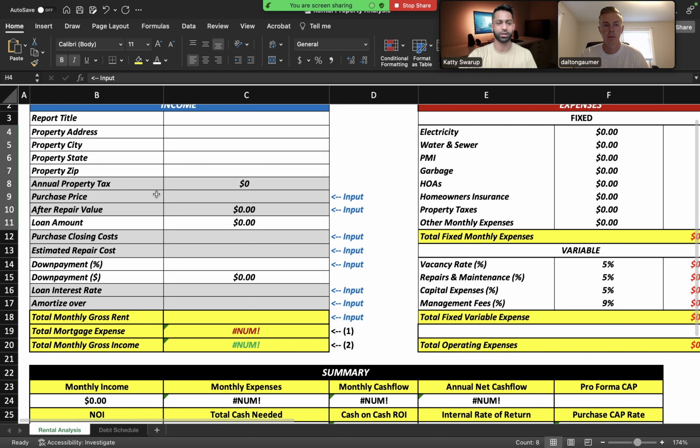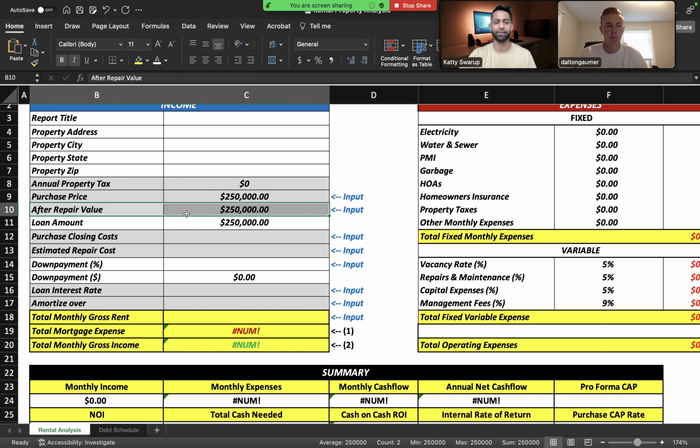So first things first, we put in the property, where it's located, the name of the property, the street, all that stuff. We put in the purchase price, what the planned purchase price is. So for example, in this example, let's just go with $250,000. So now it comes to your after repair value, which is just a summation of your purchase price and your estimated closing cost and repair cost.